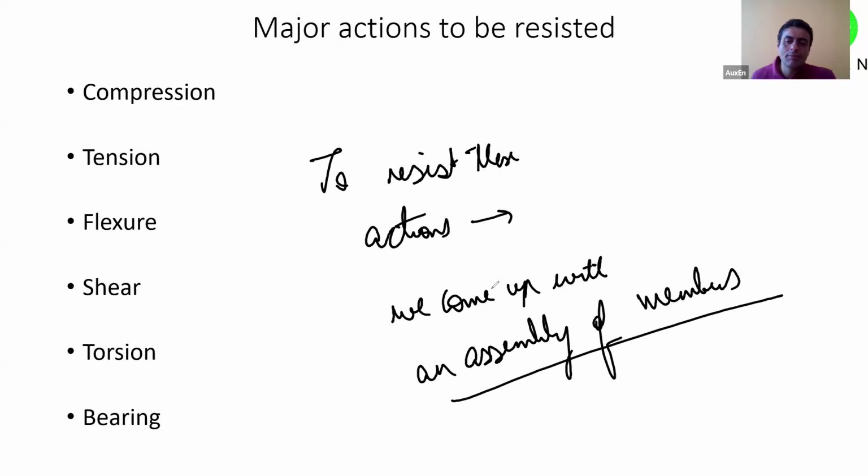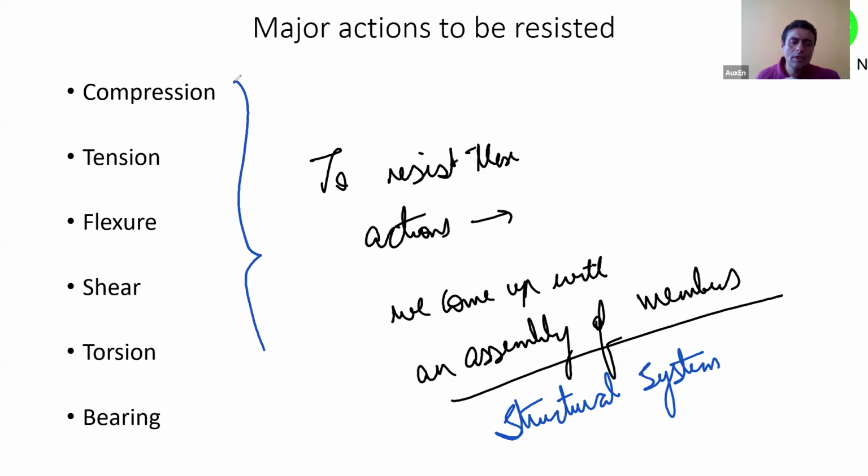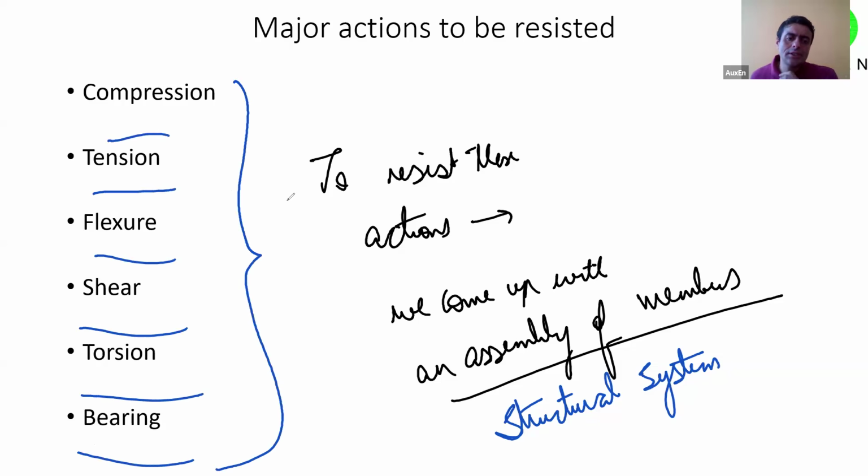And that assembly of members, what do we call it generally? We usually call it a structural system. So it is an assembly of multiple members connected together to form a structural system. And what is their purpose? Their purpose is to resist the design actions that are produced by the loads acting on them. You get it?